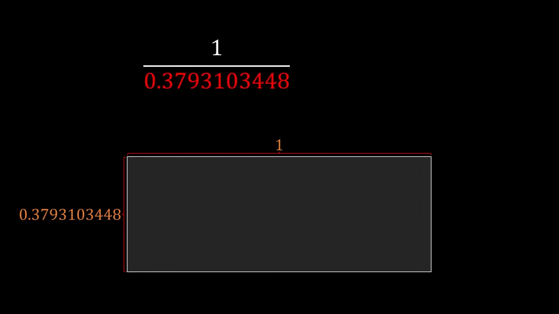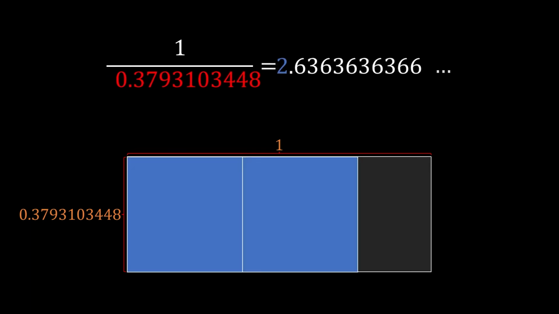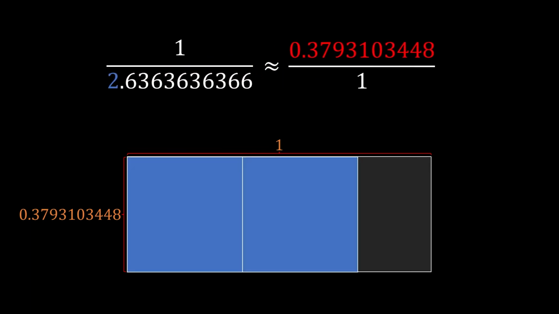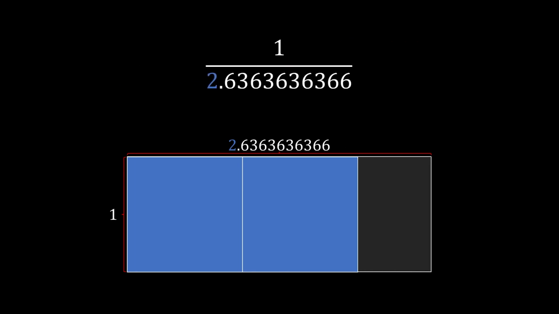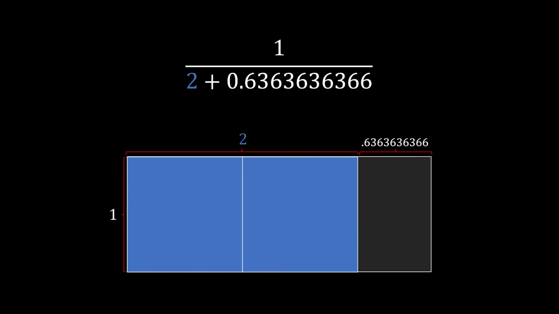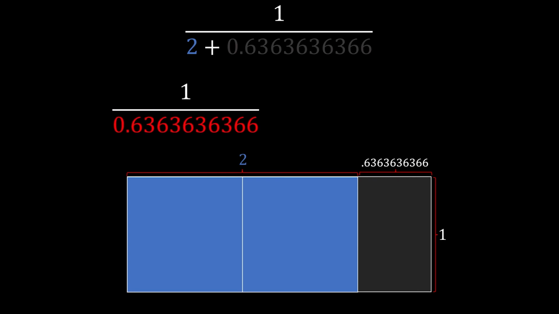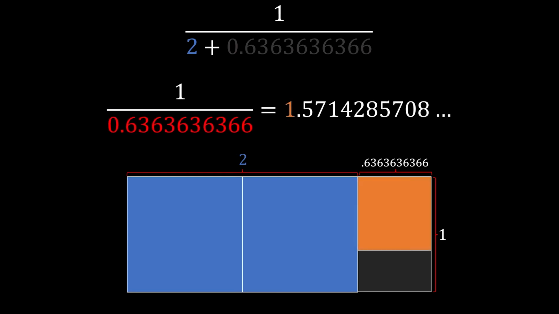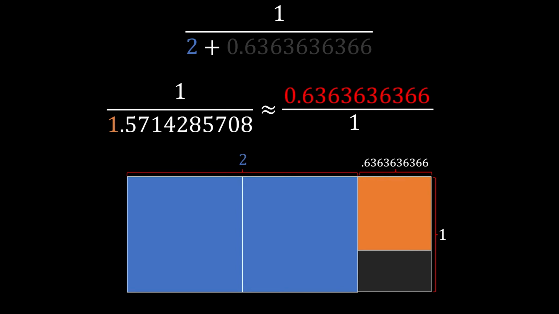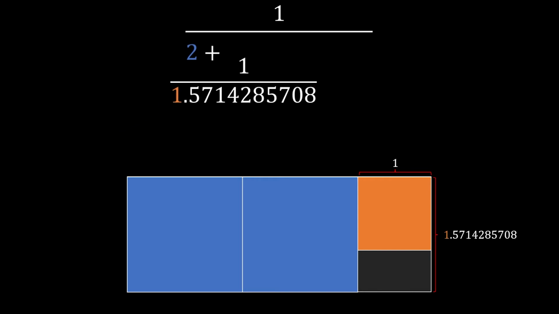Doing some algebra, we can make 1 over 2.63 equal to the original definition of the rectangle. We can now redefine the rectangle in terms of the new fraction, making the height 1 and the length 2.63. Following the same steps as before, we'll split off the whole number part from the part after the decimal place. Like before, 1 square fits into the new gray rectangle. Doing some algebra, we see that 1 over 1.57 equals the original definition of the combined orange and gray rectangle, allowing us to redefine it in those terms. We continue following this pattern all the way down.